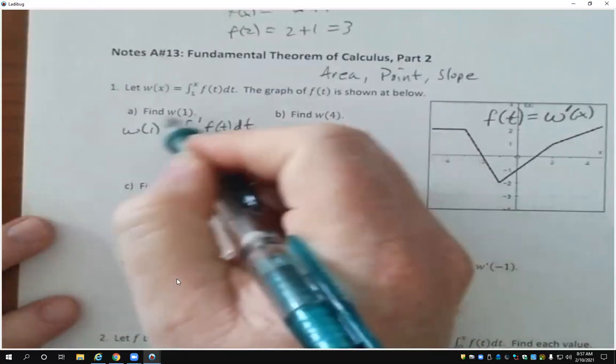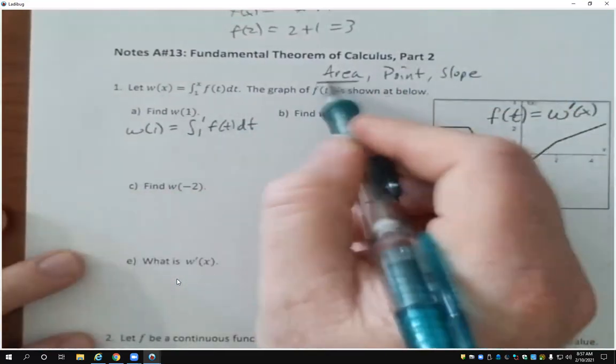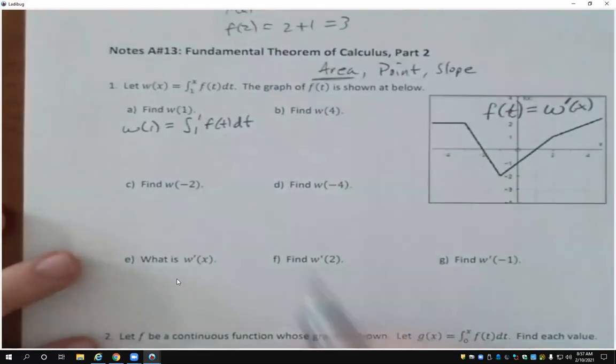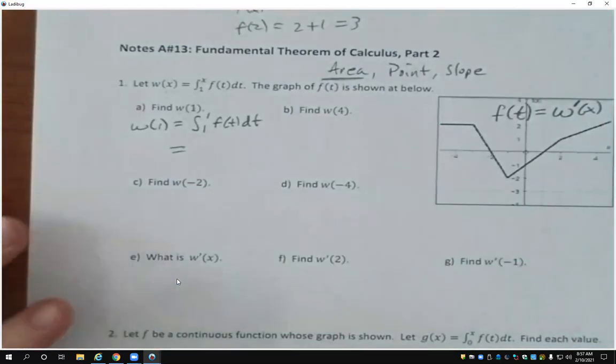This is finding an area, right? When I'm integrating, I'm finding an area, okay? An area, a point, or a slope is what I'm going to be looking for, okay? And what's the integral from 1 to 1? Doesn't matter what the function is.